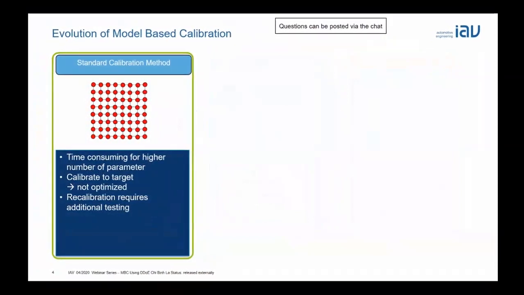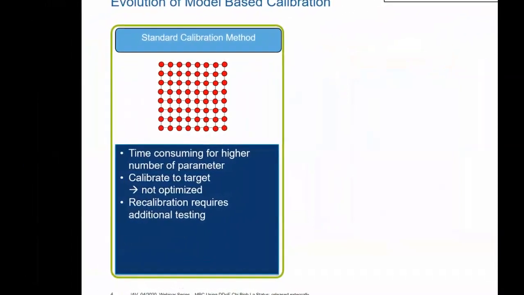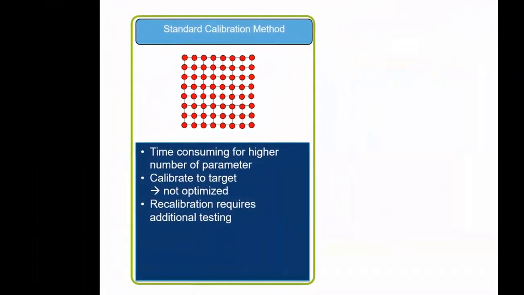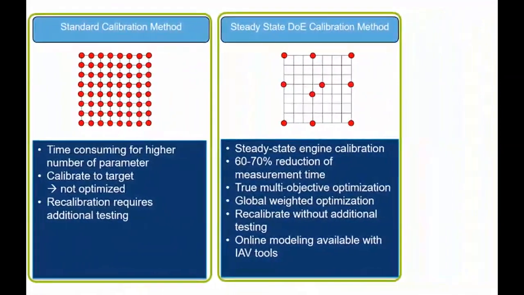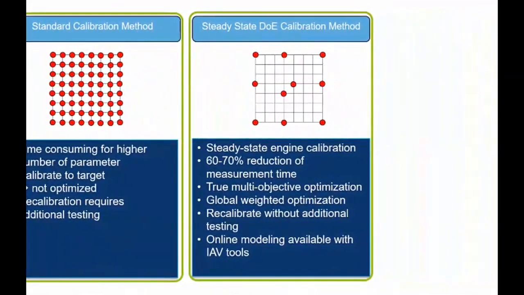The standard full factorial calibration method is very time-consuming when there are a high number of parameters. It is difficult to optimize against a global target. As such, the individual operating points are optimized, and changes in the system require recalibration. The traditional steady-state DoE calibration method improves this and can reduce overall calibration time by as much as 60 to 70%. Because it's model-based, one can do true multi-objective optimization, including those for global targets. The calibration model can be reused in different applications without the need for recalibration using online modeling tools provided by IAV.